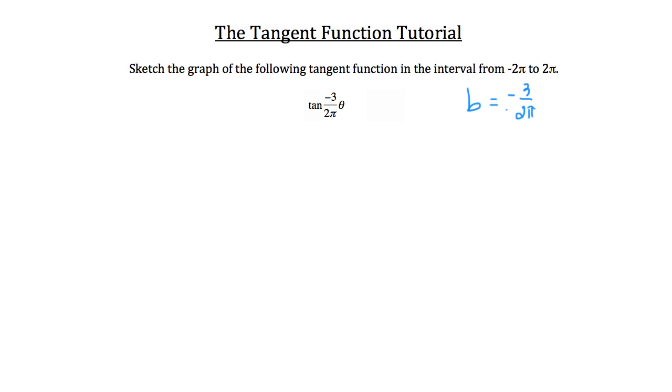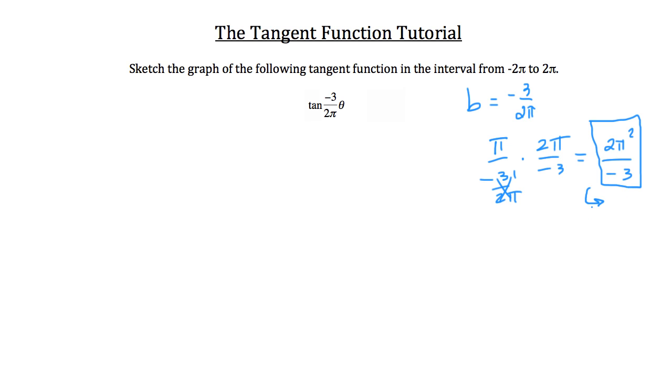Our period is defined as simply pi over b, so pi over negative 3 over 2 pi. So I'm just going to invert and multiply the denominator of our fraction here, so 2 pi over negative 3, and this becomes 1. So pi times 2 pi is 2 pi squared, and 1 times negative 3 is negative 3. So this is going to be the period of our function, 2 pi squared over negative 3. And I'm just going to put that into decimal form here. So 2 pi squared over negative 3 is roughly negative 6.6.